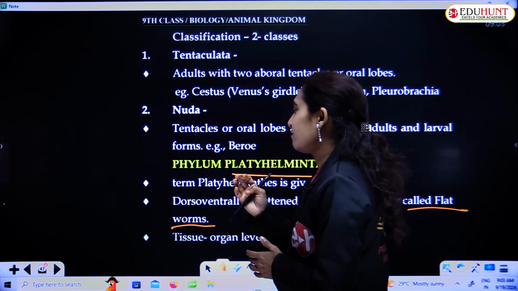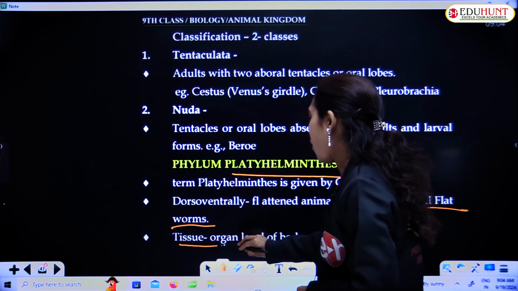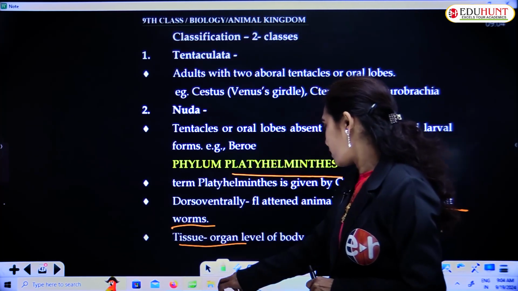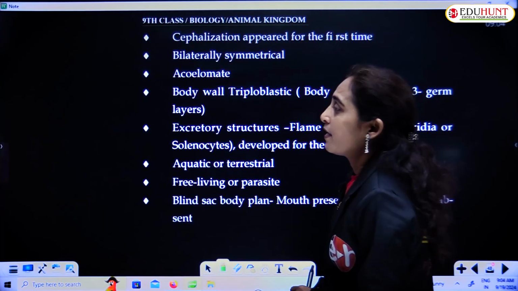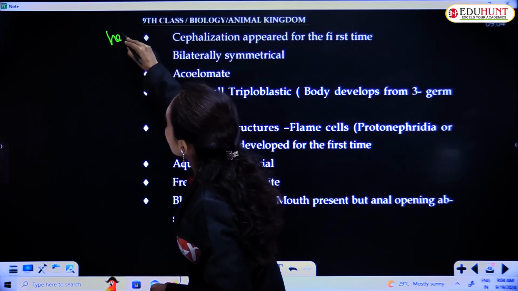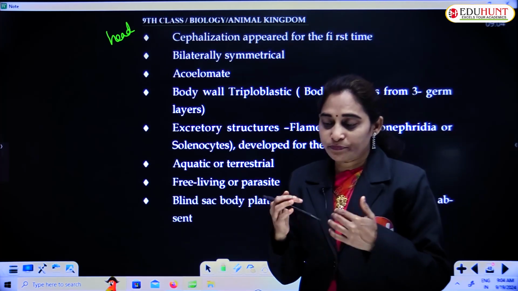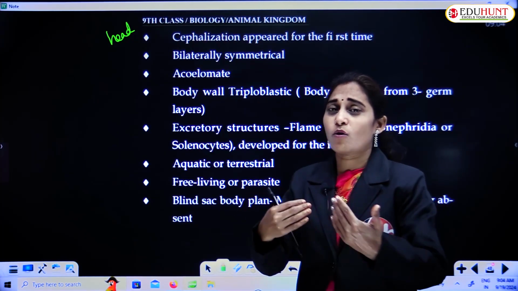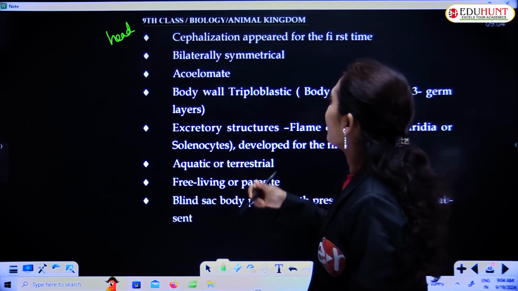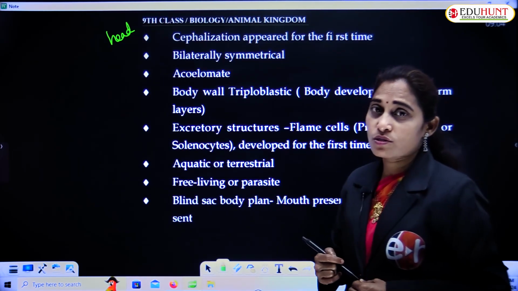And the next phylum is the Platyhelminthes. In that, tissue to organ level of body organization is seen. And then cephalization. Cephalization is nothing but the presence of a head. It is there for the first time, antero-posteriorly. The head is specialized for the first time in this phylum. Bilateral symmetry is also seen.